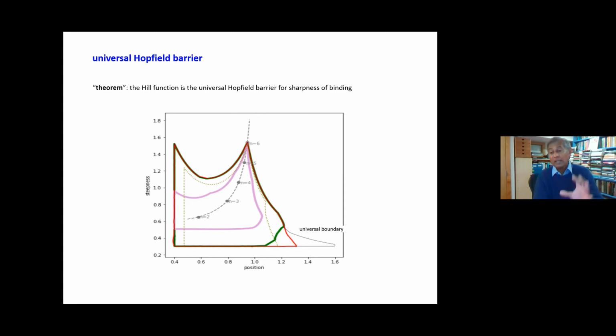So this is where we get this theorem. It's not a proper theorem because all of what I've told you is numerical. We don't have a formal mathematical proof of it yet. But I think we're absolutely convinced that this is correct. The Hill function is this universal Hopfield barrier for sharpness.